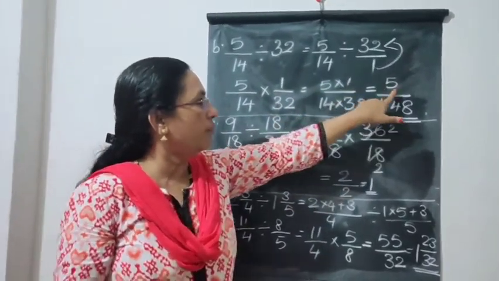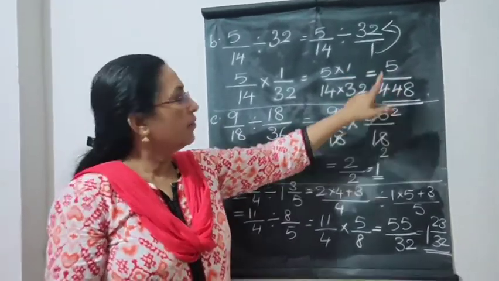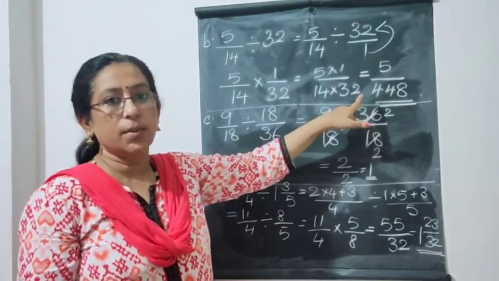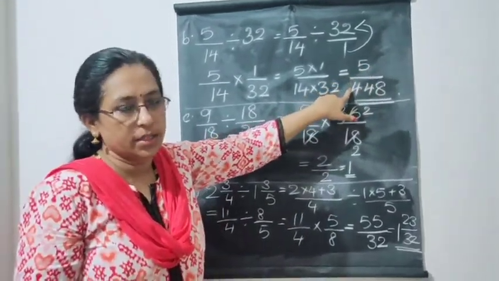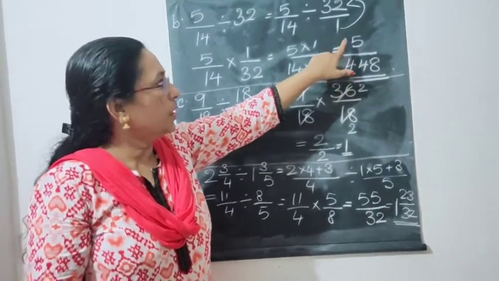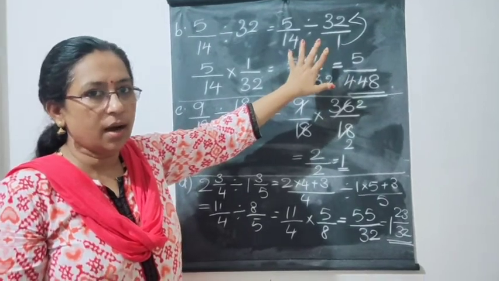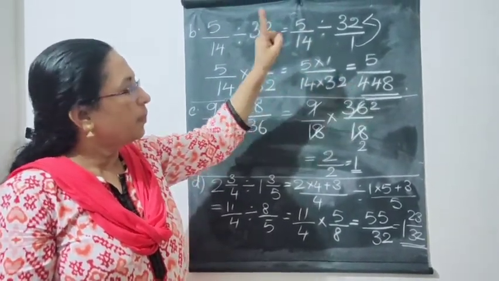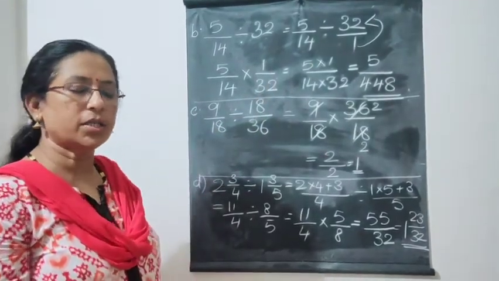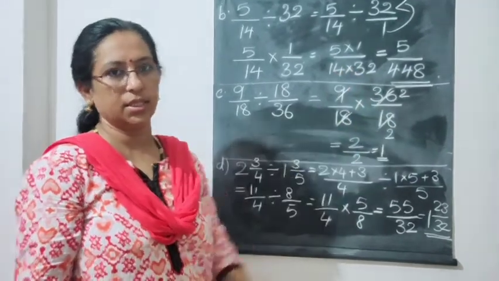Okay, now multiply numerator and numerator and denominator and denominator. 5 multiplied by 1 is 5, 14 multiplied by 32 is 448. 5 by 448 is a proper fraction. Numerator is small, denominator is big. So if the numerator is smaller than the denominator, that type of fraction is what we call a proper fraction. A proper fraction we cannot convert into a mixed one. So we have to keep it the same as it is.